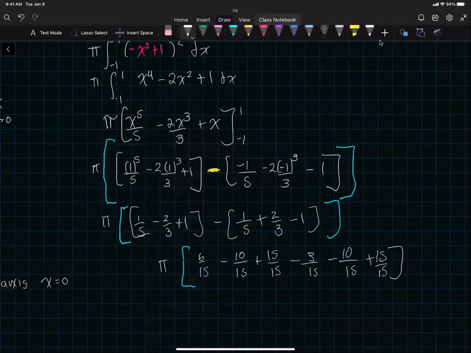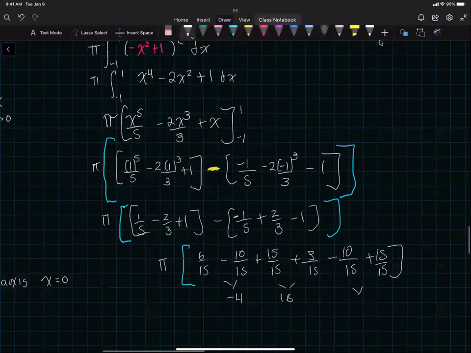Why is 1 over 5 positive? Let's see, 1 over 5. Thank you for that. So this one should be positive, right? Because this is negative right here. So let's see, what is that going to give me? On the top, this is going to give me negative 4. This is going to give me 18. These two are going to give me 5.